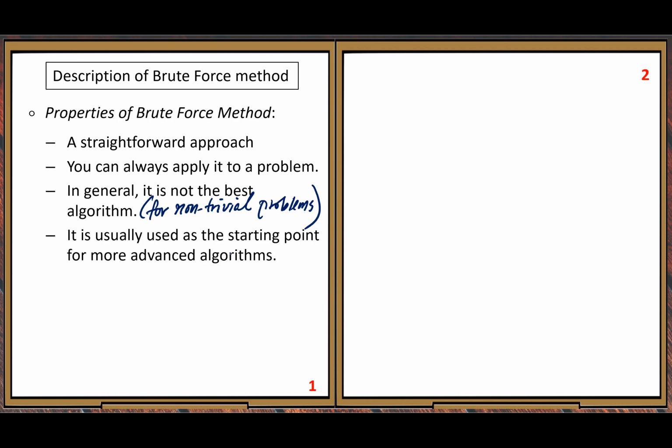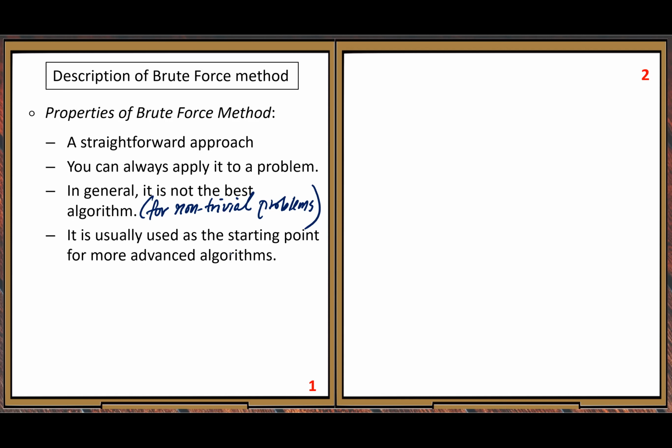Here, I remember I talked about this point before, because when we have a relatively hard computing problem, at the beginning, we do not have any idea how to get started. Most people have this kind of feeling. At the beginning, we do not have any idea how to get started.